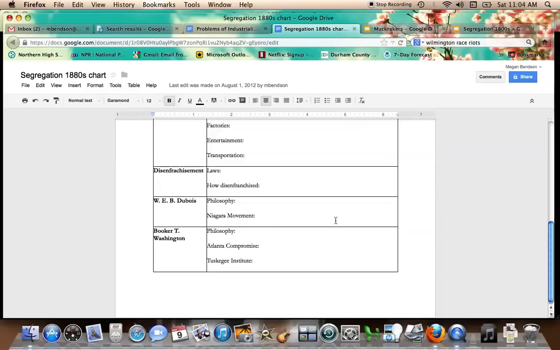W.E.B. Du Bois's philosophy was that African Americans needed to fight for their civil rights. They had been granted them in the 14th and 15th Amendments and with the Civil Rights Acts of the 60s and 70s, and thus they needed to demand them and fight strongly for them.